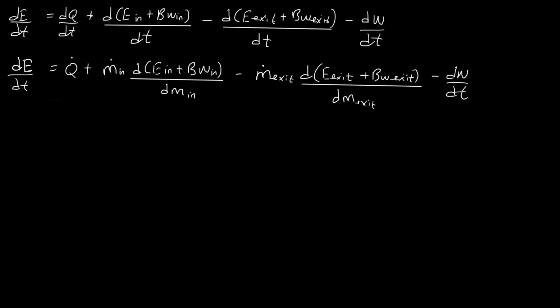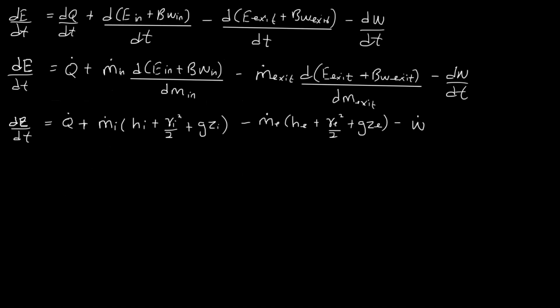So the derivative of the sum of energy inflow and inlet boundary work becomes the mass flow rate multiplied by enthalpy plus the square of velocity divided by 2 plus the acceleration due to gravity multiplied by height. Similarly, for the exit, the derivative is also the mass flow rate multiplied by enthalpy plus the square of velocity divided by 2 plus the acceleration due to gravity multiplied by height. But this time we're using the exit parameters. For simplicity, I'll just use the subscripts I and E to denote inlet and exit.